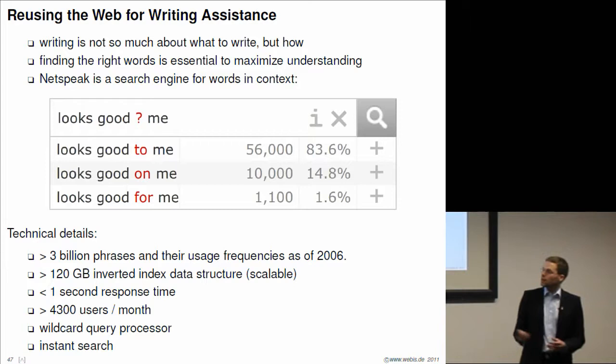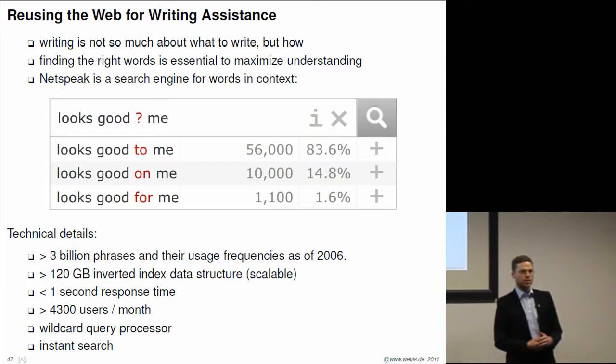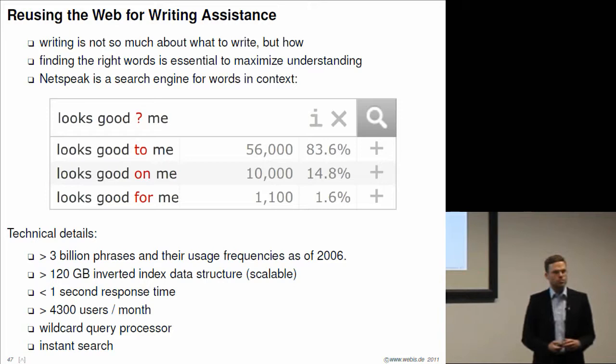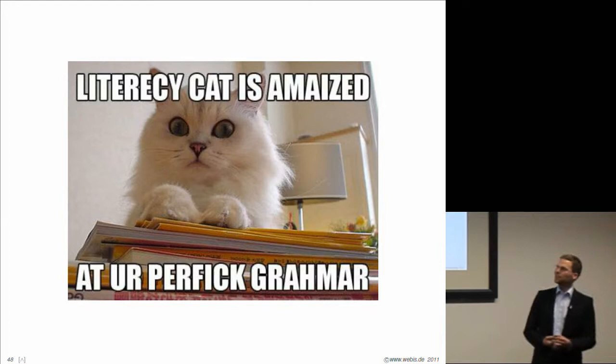Since the tool was first put online sometime in mid-2008, I think, until now it has 4,300 users per month. We have published about this tool, and some of the work which has been derived from this is an award-winning paper at an information visualization conference, which was done in collaboration with another group at Bauhaus University. So, at last, long last, we can get the appreciation for our writing we need.